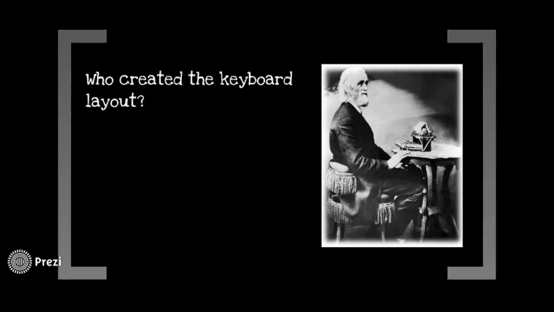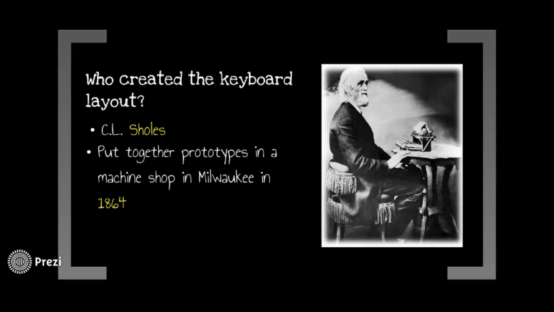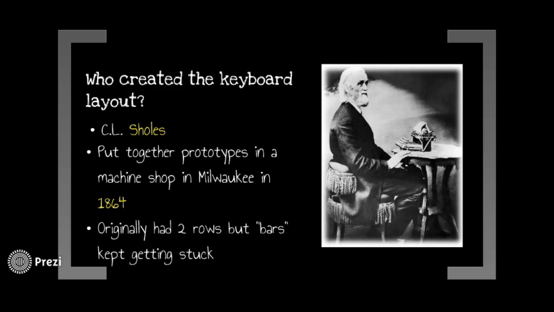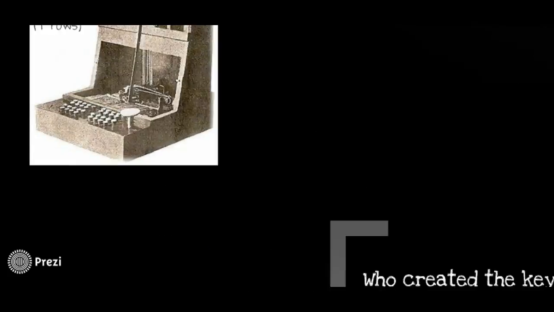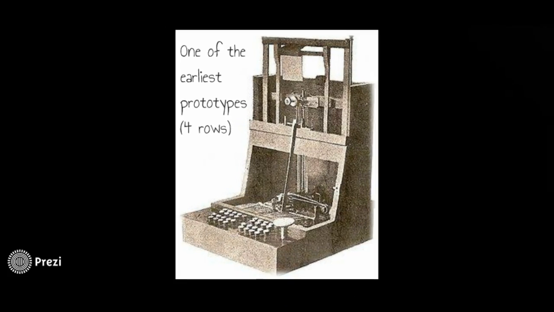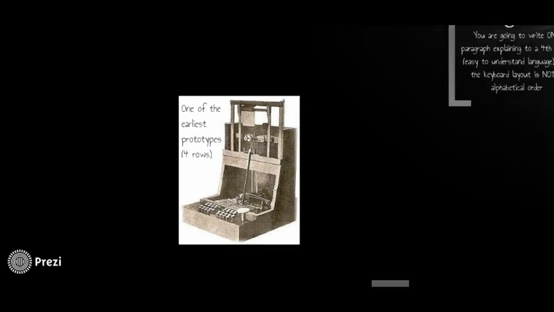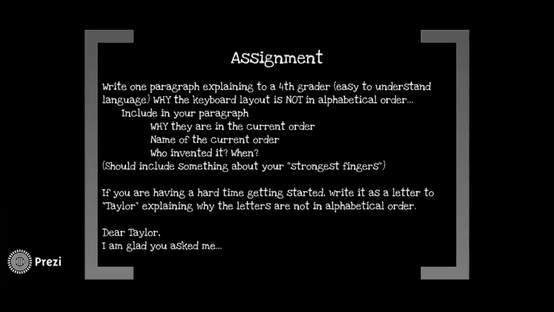So how long has this been around? Well, C.L. Scholes created the typewriter and made different prototypes in his machine shop back in Milwaukee in 1864. First he had 2 rows of bars, then 3 rows, then 4 rows, and we're back to what we have right now, 3 rows for the letters. He discovered that they were getting stuck a lot, so what he did was he moved them around so that the letters we use the most often are reached easily with your strongest fingers.